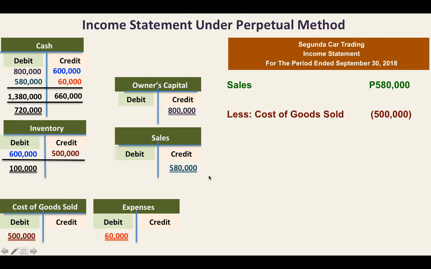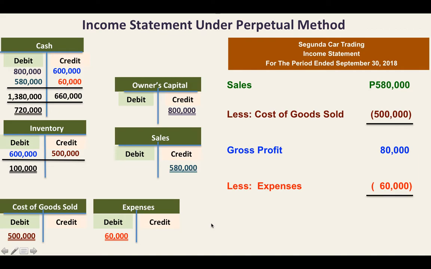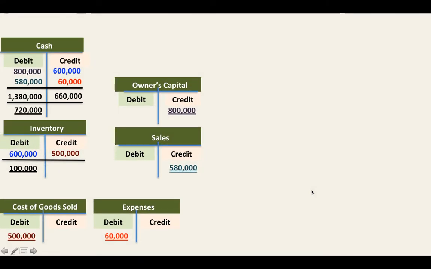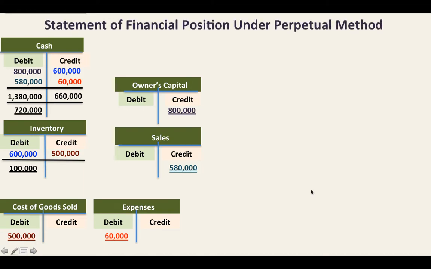Sales less cost of goods sold will give you your gross profit, less expenses. Expenses here is 60,000, so that will give us a net amount of 20,000. So our net income for September 30, 2018 is 20,000. We are done with our income statement. So let's prepare our statement of financial position.